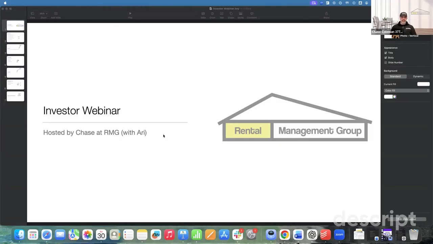Really, what we're trying to do today is show you what we look at and how we operate. So, hopefully, if you have rental properties, you can look at some ways that you can increase your return on investment, your ROI. I'm your host, Chase.